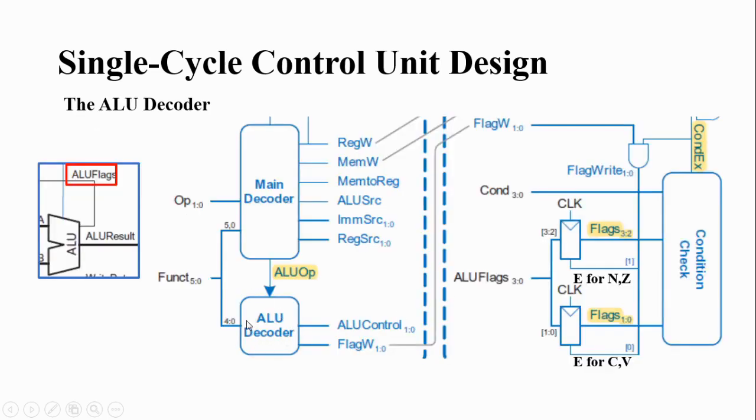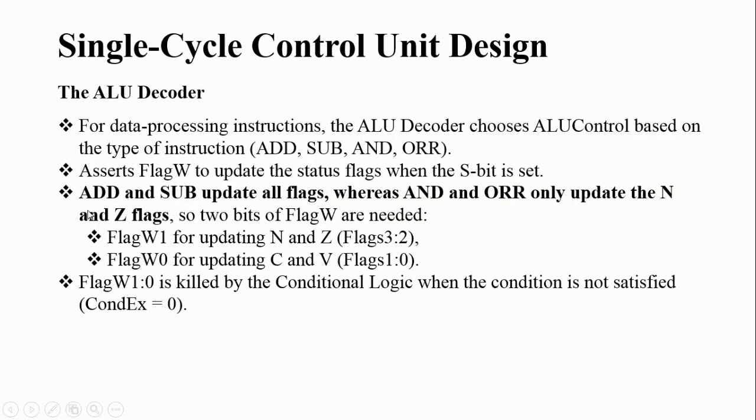So the ALU decoder generates two signals. One is the ALU control. It is used for deciding which operation should be done on the ALU, whether it is add, sub, and or or. And the flag W control bit decides which flag bit should be updated, right? Whether it is the C flag, the V flag, the N flag or the Z flag, and this will be updated only when the S bit is set, right? And you need to keep this in mind.